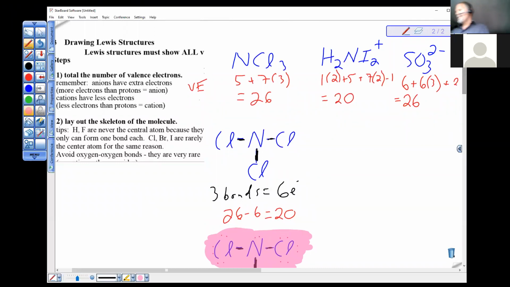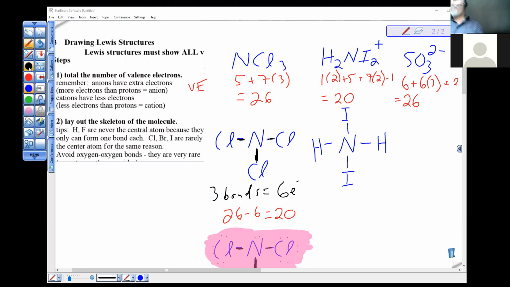Okay. Next one, we're never putting H in the middle. We avoid putting I in the middle if at all possible. So N is once again in the middle. It's got 2 H's. You can put 1 on the left and 1 on the right, or 1 on the left and 1 straight up. I don't mind. And 2 I's.